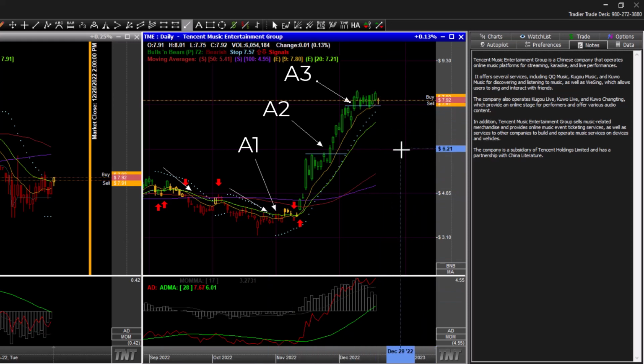So this is the A drive. We expect a B drive, and then in the future we'll look to see if we can't get a C drive, so we get that full three drive pattern up, and that's what we're looking for. So we like this nice first A drive, and then we're looking for the pullback, and then we're going to anticipate the rally into the B drive.